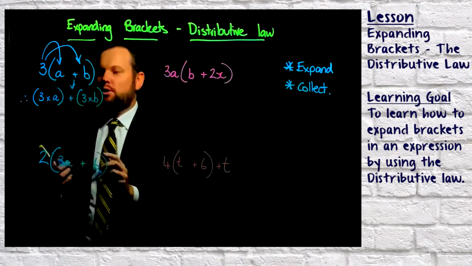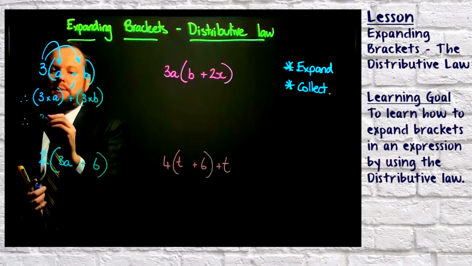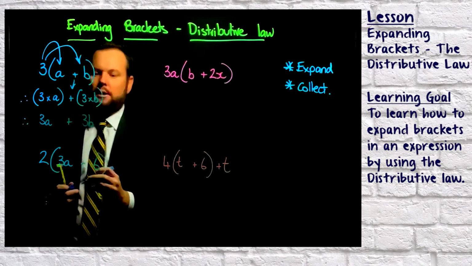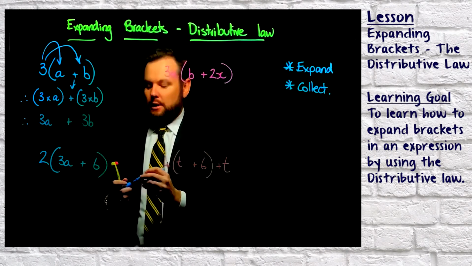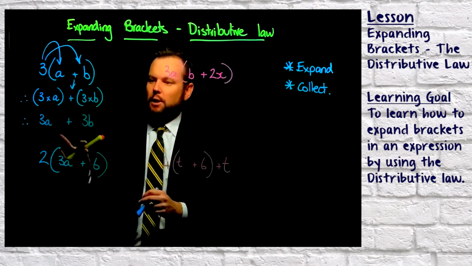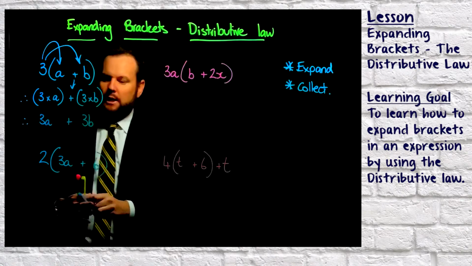So now I'm ready to do these two. So I go 3 times A, which is 3A, plus 3 times B, which is 3B, okay? And that's it. There's no collecting to do there. There's no like terms that I can simplify. So that's my answer, okay? Let's jump down here to this one, okay?